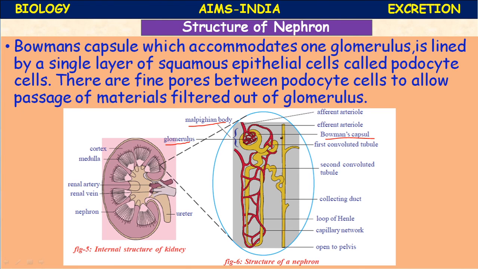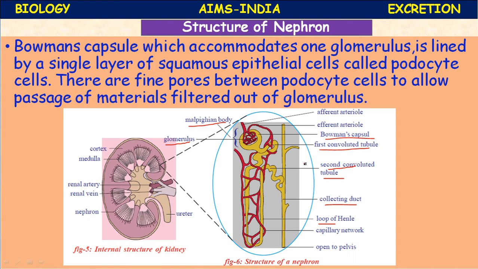Now try to understand the structure of the nephron. The tubular portion is divided into different tubules. The first convoluted tubule is also called the proximal convoluted tubule. The second convoluted tubule is also called the distal convoluted tubule, which opens into the collecting duct. This Bowman's capsule opens into the loop of Henle. It looks like a hairpin, so that's why it is called the loop of Henle.